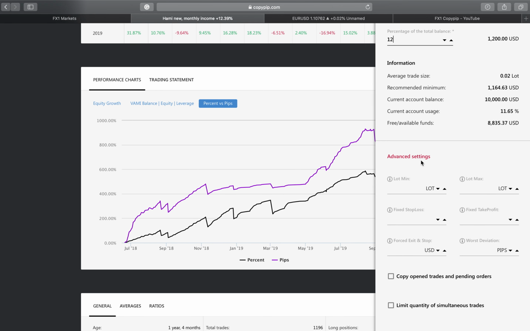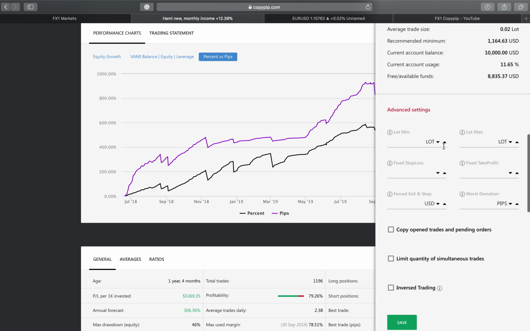So there is an advanced setting here. In this part you can make your account more secure in terms of over-leveraging. When a trader wants to over-leverage, you will be safe. How are you gonna set that?